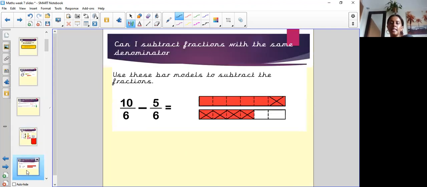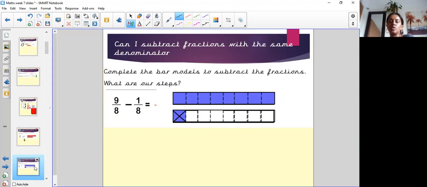Okay, use these bar models to subtract the fractions. So 10/6 minus 5/6. So you've got 10 coloured in and we've crossed out 5. And how many do we have left? 1, 2, 3, 4, 5. So the answer is 5/6. Now we know 5/6 adds 5/6 would give us 10/6 as well.